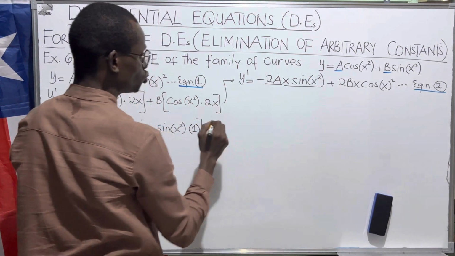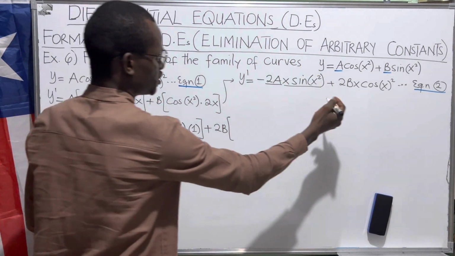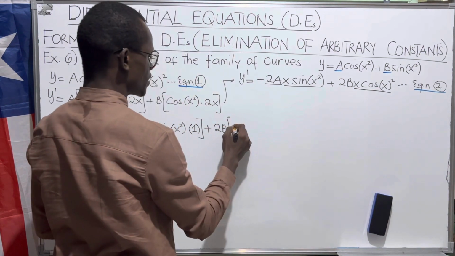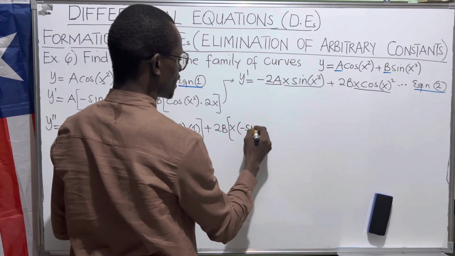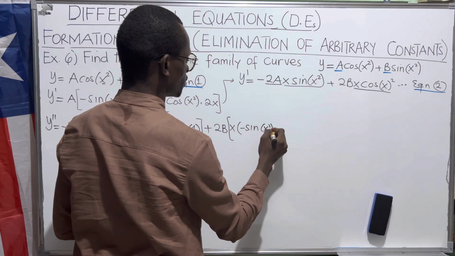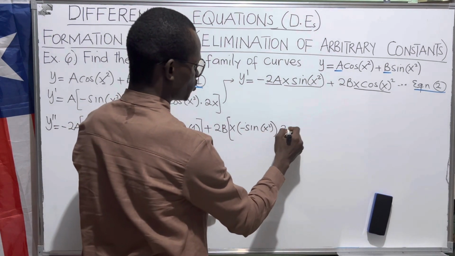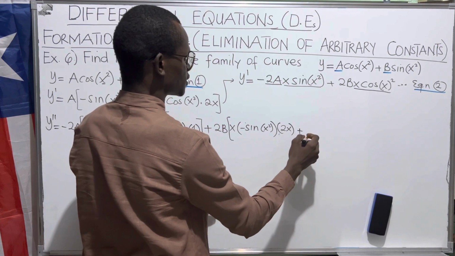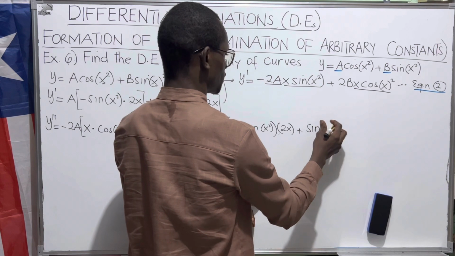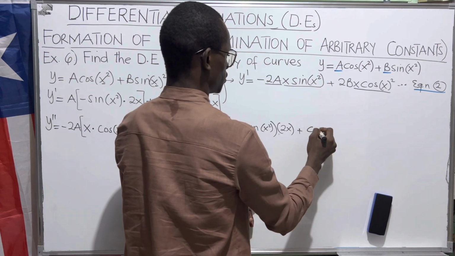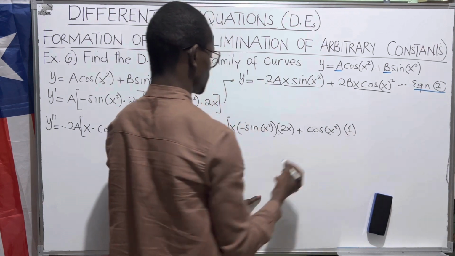Plus 2b, we hold on to 2b, and we differentiate x cos of x squared. We hold x and differentiate cos, which gives us minus sine of x squared times the derivative of x squared, which is 2x. Plus, we hold cos of x squared and differentiate x, and we just get 1.